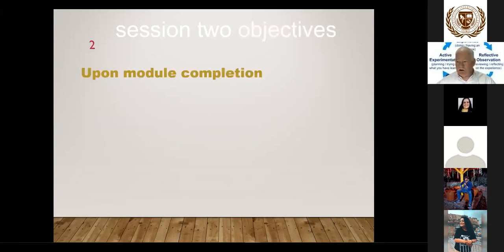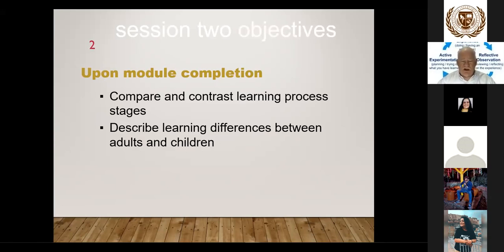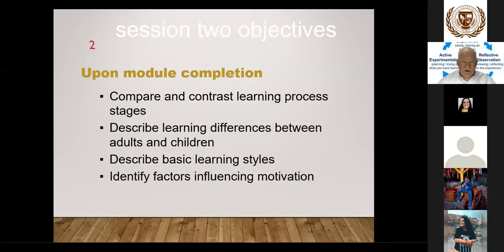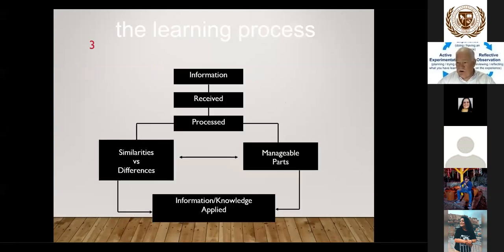So we're talking about how learning occurs, and just like I showed you the first time, we're going to talk about what our objectives are in this information. We're going to compare and contrast learning process stages, talk about how those stages occur, and hit a little bit on differences between adults and children, because there are differences. We're going to describe basic learning styles, identify factors that influence motivation in learning, and identify some positive learning climate components. One of the things as a teacher, as a leader, is that we are challenged and charged to set the learning climate. Very important part.